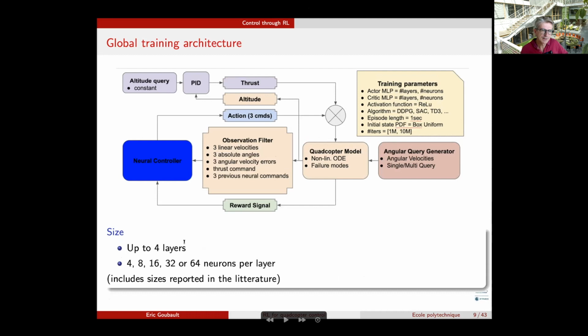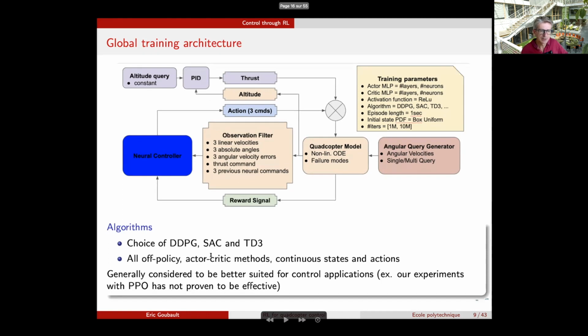We have also to decide on the size of the neural net. It's very scarcely reported in the literature. And so we have gone through a various number of layers, from 1 to 4 hidden layers, and a various number of neurons per layer, from 4 to 64 neurons per layer. So it includes the sizes reported in the literature, but it goes much further and looks for many different solutions to the reinforcement learning problem.